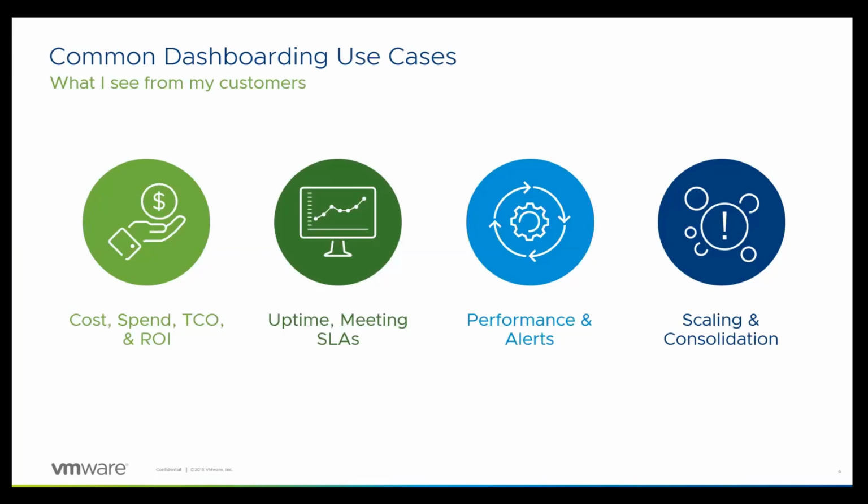Second is uptime and meeting SLAs. This is a huge one, probably one of the most popular, along with performance and alerts, right? How can I show back to application teams that their applications or groups of VMs are up and getting the resources that they need? Third one, performance and alerts.